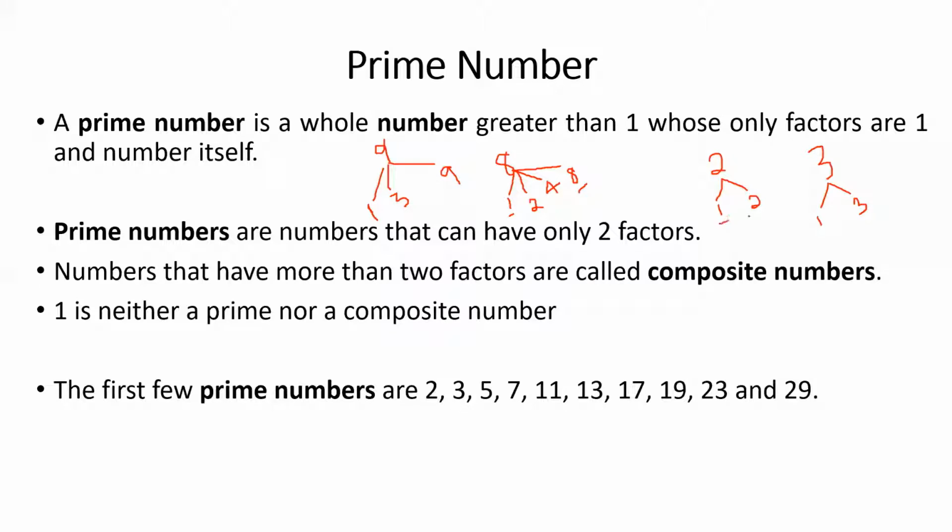For 2 it is 1 and 2. For 3 it will be 1 and 3. Some numbers will have factors other than 1 and the same number. Got it? Here it is 2 and 4, here it is 3. So we can make a conclusion that all numbers have a common thing, that is, they will have a minimum of 2 factors. What are the minimum 2 factors? That is 1 and the number itself, like 1 and 9.